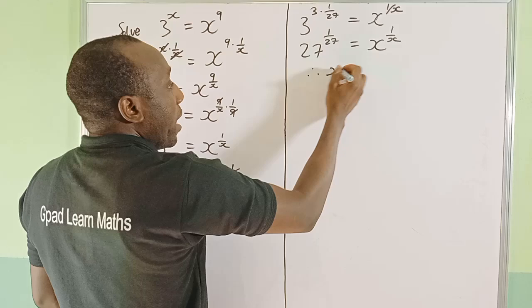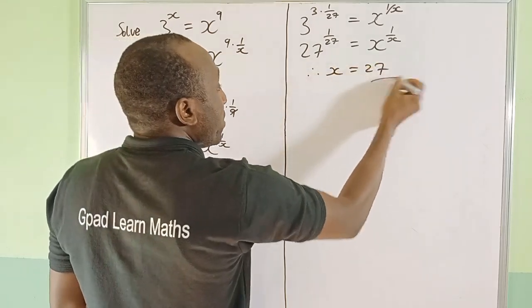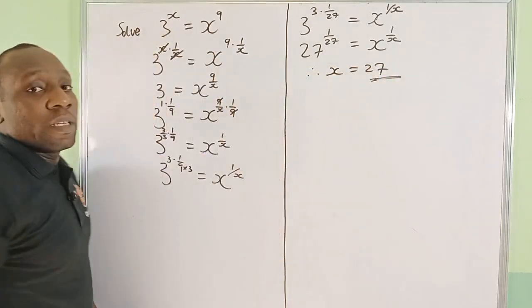So we say, therefore, x is equal to what? 27. And this is the solution to this equation.